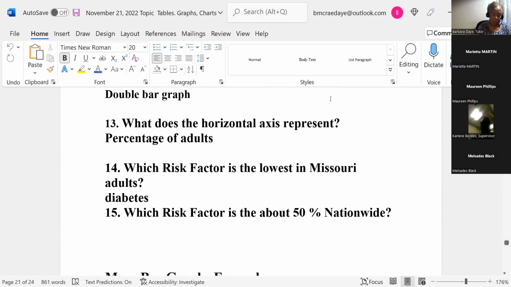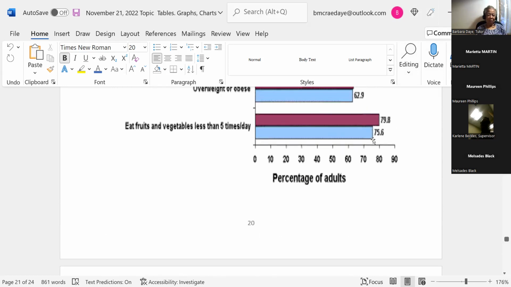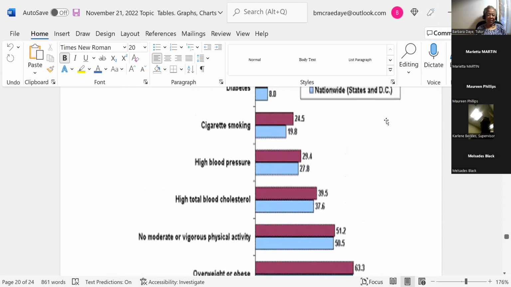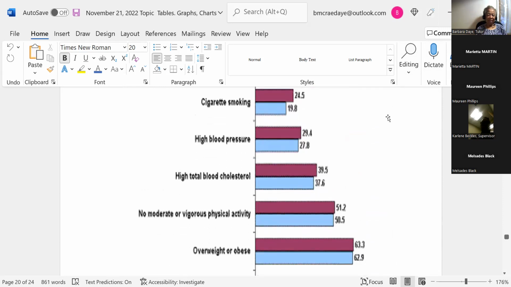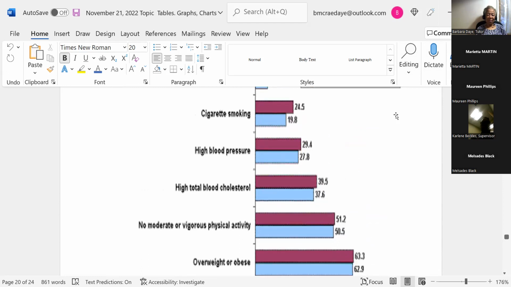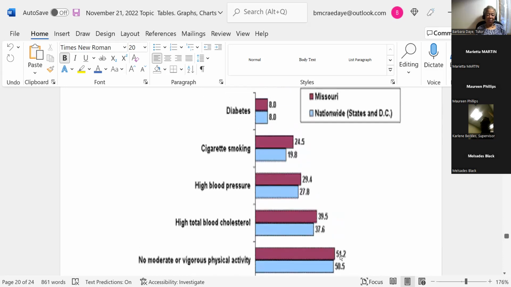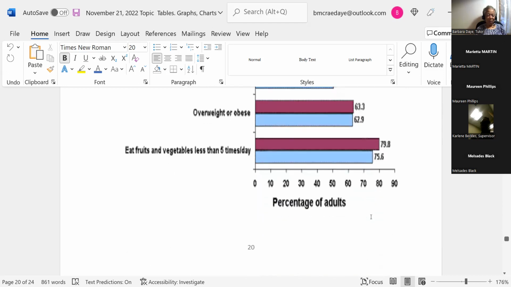Now, which one would you say has the highest risk factor in Missouri? The overweight or obese, because that's the longest bar, right? And the next one would be no moderate or vigorous physical activity. Okay, let's go to another question.